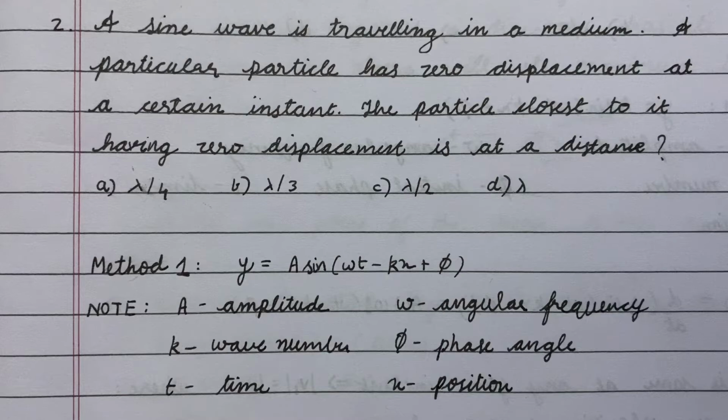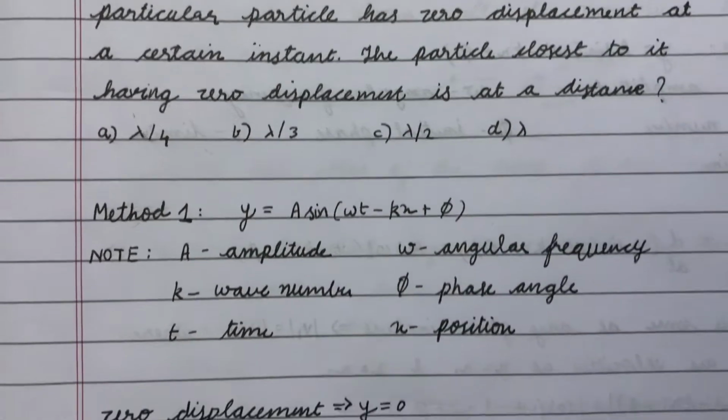Now we're going to solve this question using two methods. Method 1 is using the general wave equation for a traveling sine wave. So we say that y is equal to A sin(ωt − kx + φ), where A is the amplitude of the wave, ω is the angular frequency, k is the wave number, φ is the initial phase angle, t is time, and x is position.